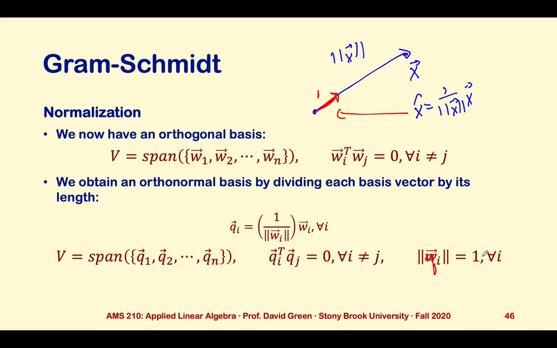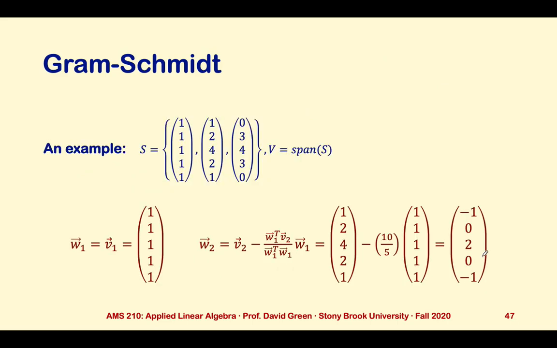Okay, probably the best way to get a feeling for what Gram-Schmidt is, how it works, is to walk through an example. Let's start with a set of 3 vectors, a basis of 3 vectors in a 4-dimensional space. So these will span some 3-dimensional subspace of R4.